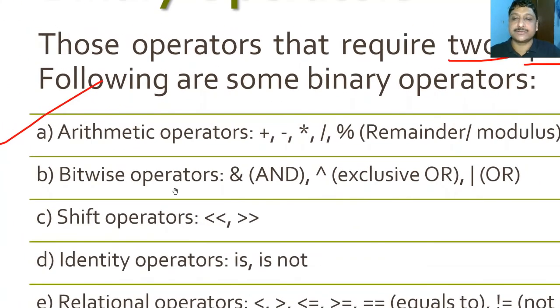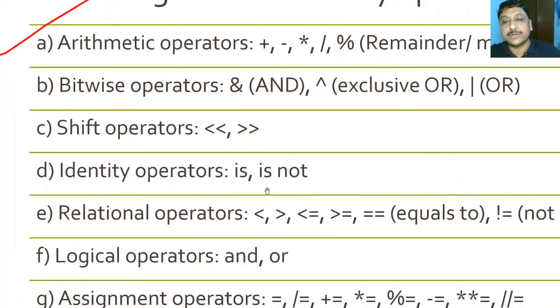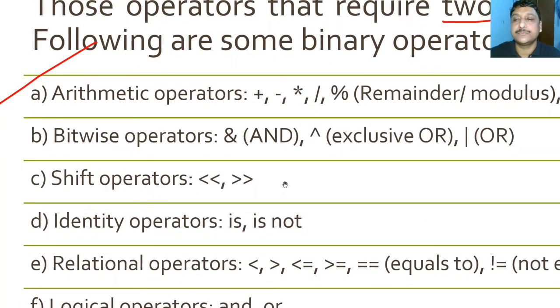Next, bitwise operators. There is the AND operator, OR, and exclusive OR. This is the pipe symbol, this is the caret symbol, this is the ampersand symbol. These are bitwise operators. Then shift operators, double less than and double greater than. Then identity operators, is and is not. Some of you may get confused about the uses of bitwise and shift operators. I want to tell you that we are not going to use these operators in the whole of class 11 and class 12, so don't bother about those things.